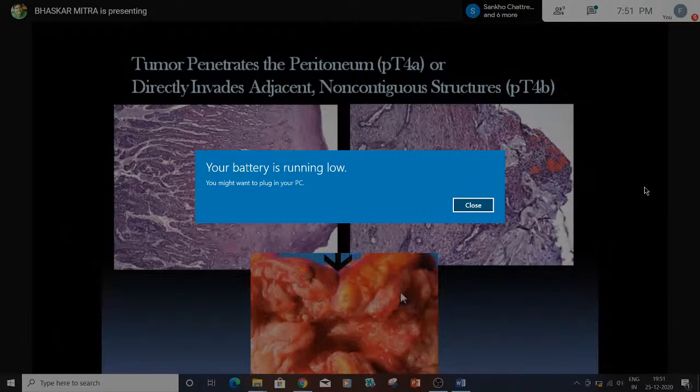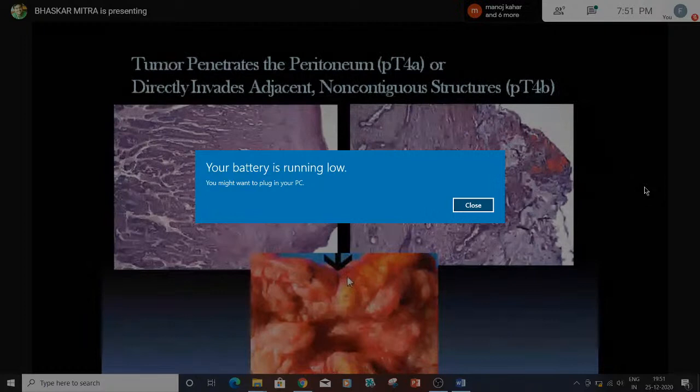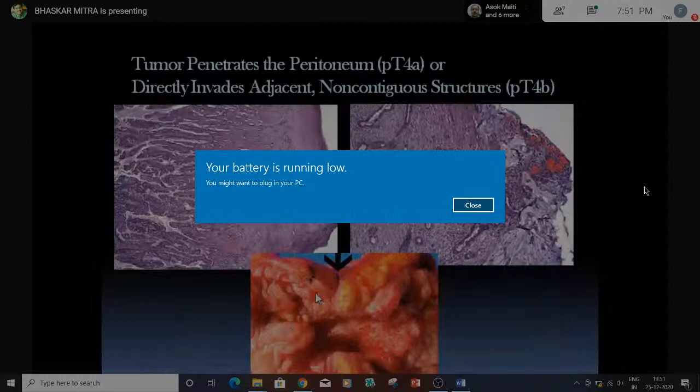In the gross specimen, look for any area with a puckering of the serosa. Before opening the specimen, if we turn it and look for this area of puckering and get sections from that area, there is a greater chance of finding tumor invasion or penetration at that site. This is very important.